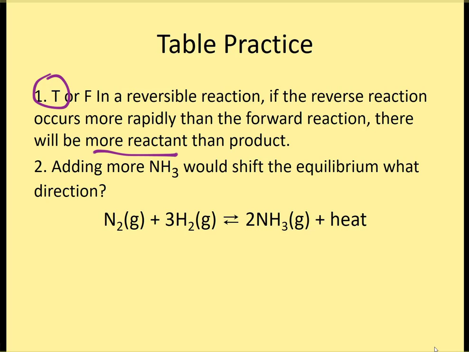And then in question 2, adding more ammonia would shift the equilibrium in what direction? So if I add ammonia here, I remember add away. It's going to shift towards the reactant side. So I'm going to have an increase in my reactants and a decrease in heat.